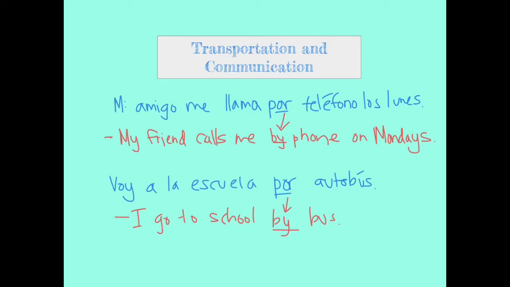Then this next one, anytime you say how someone got somewhere, what type of transportation they went, like by train, by car, or how they communicated, so like by email, by telephone, that's going to use por as well. So for example, mi amigo me llama por teléfono los lunes. My friend calls me by phone on Mondays. Voy a la escuela por autobús. I go to school by bus.